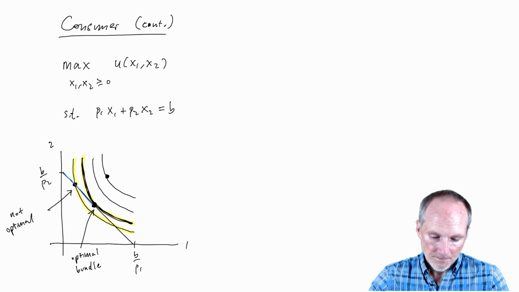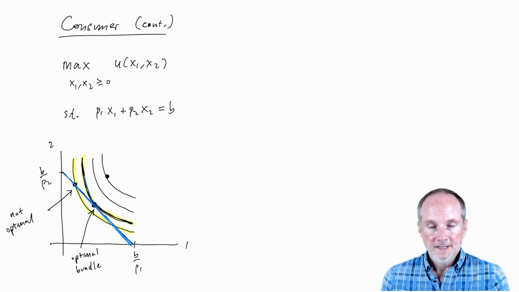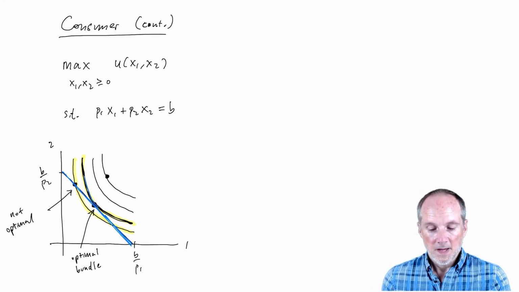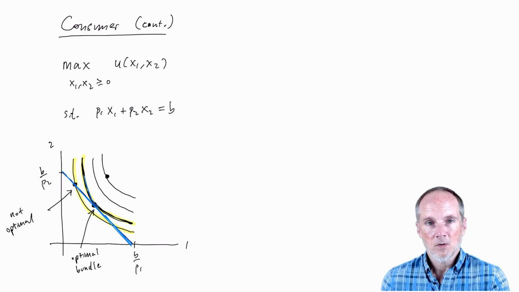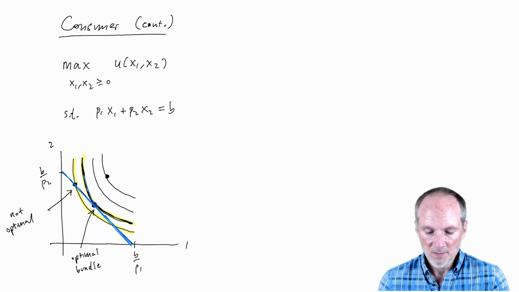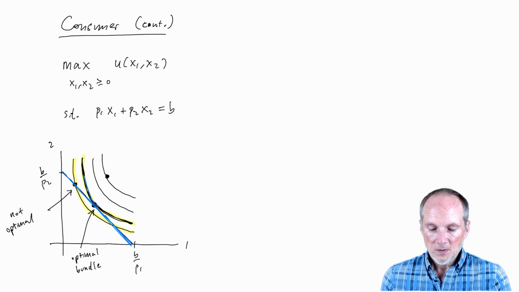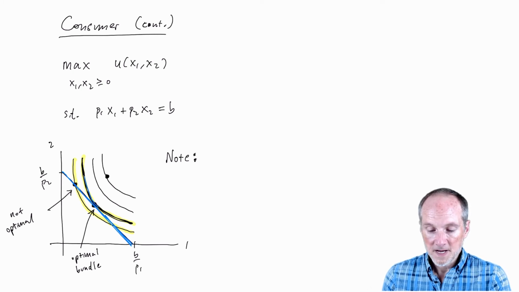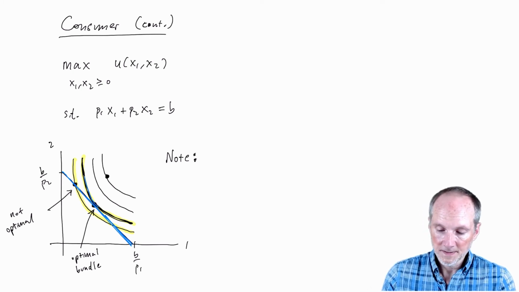This budget line is actually perfectly tangent to this indifference curve that I drew. That tangency can be expressed in terms of calculus. That is a necessary condition for an optimal bundle, sort of like the first order condition in the cost-benefit problem. Okay, so that tangency is really an important geometric insight, and next we're going to use that to actually solve an example of this model.